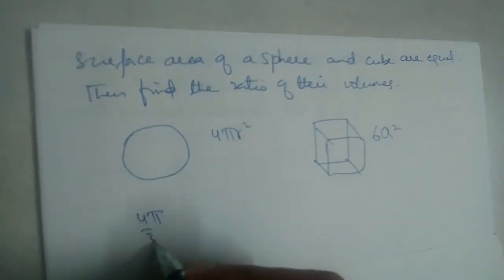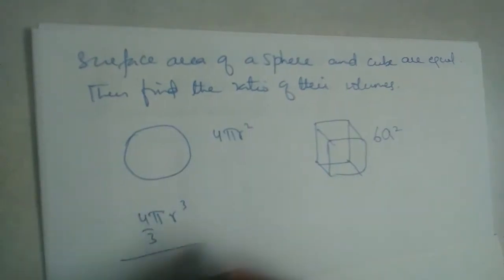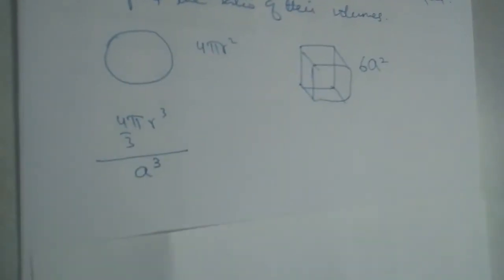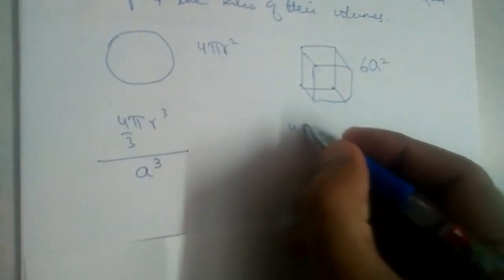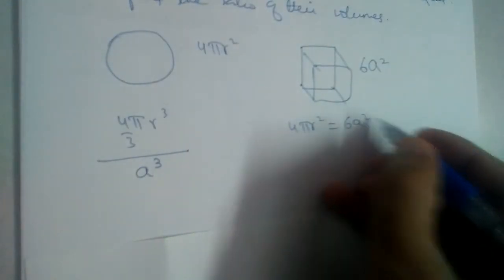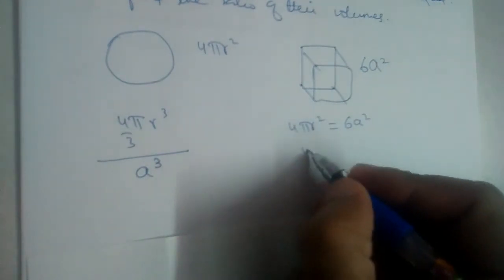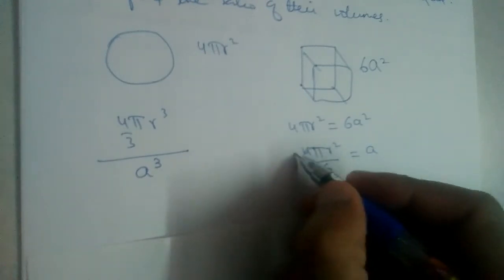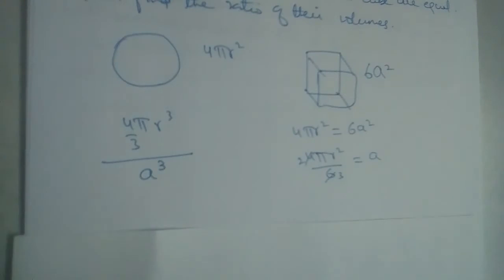See, 4 by 3 pi r cube is the volume of the sphere, divided by the volume of the cube, which is a cube. So we need to find this ratio, isn't it? Now, given these two are equal, so 4 pi r square is equal to 6a square. From here, let us find the value of a. So 4 pi r square divided by 6 is equal to a square. So this is 2, this is 3. Okay.